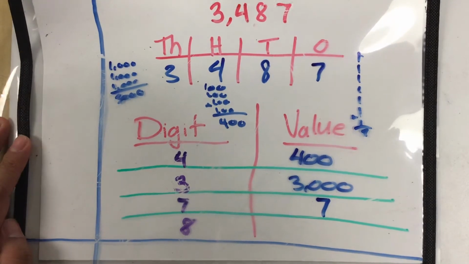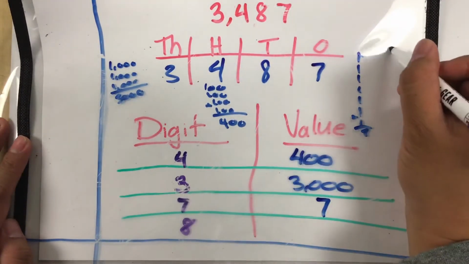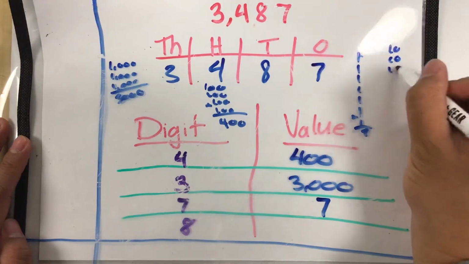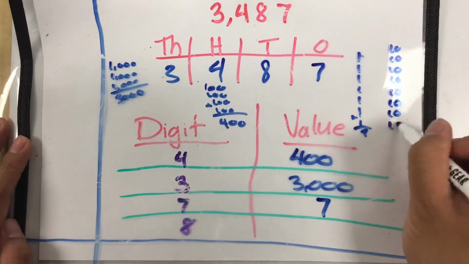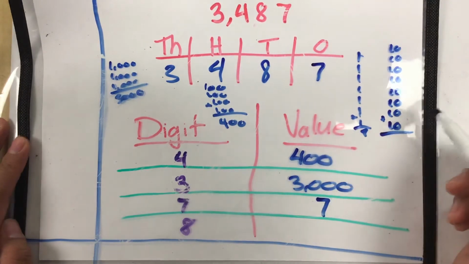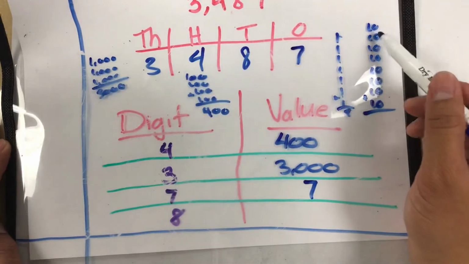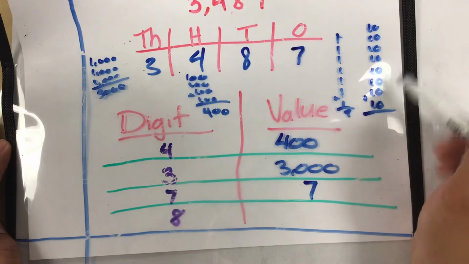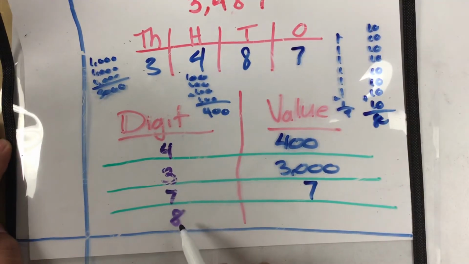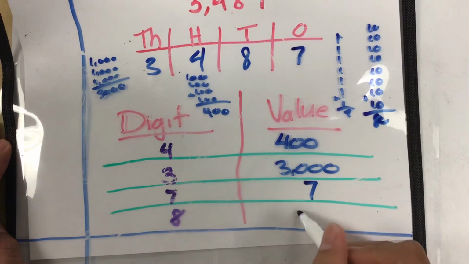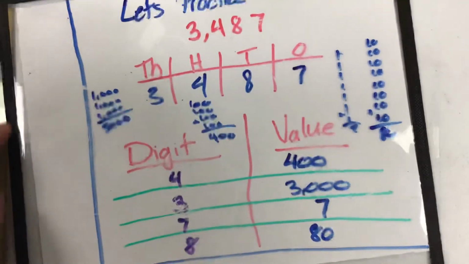And then our tens place, we have 8 of them. So we have 1, 2, 3, 4, 5, 6, 7, 8. If we add them all up together, we have 10, 20, 30, 40, 50, 60, 70, 80. So the value of our 8-digit equals 80. All right?